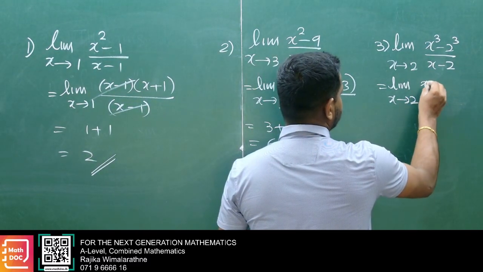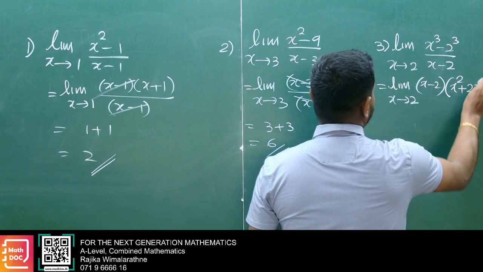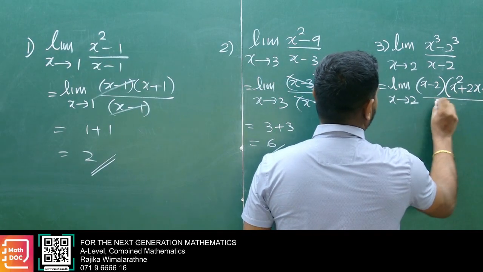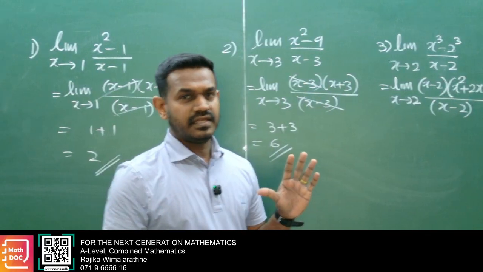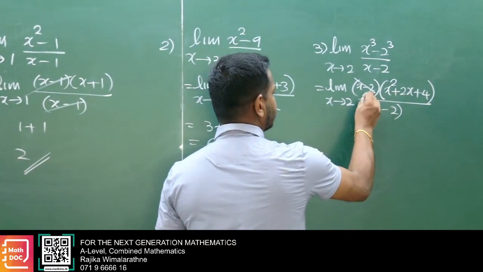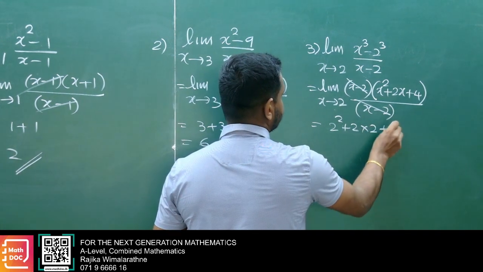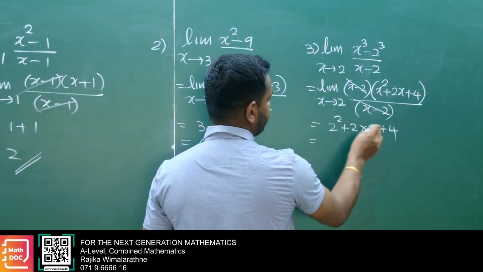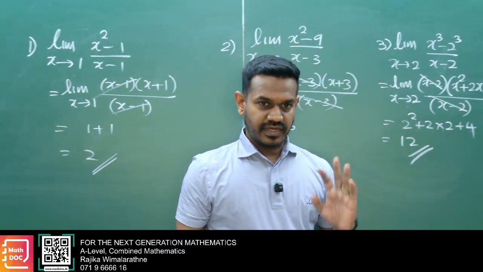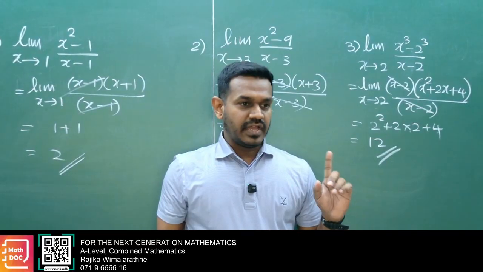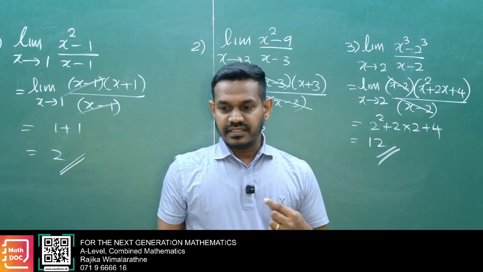Here there's a factor x minus 2, and x square plus 2x plus 4 over x minus 2, x minus 2. Then you cancel the common factor, then substitute 2: 2 square, 2 times 2 plus 4. Then the answer will be 4, 4, 4, 12. Likewise, this is one different pattern. If you have rational type, you factorize numerator and denominator, cancel common factor, thereafter substitute.